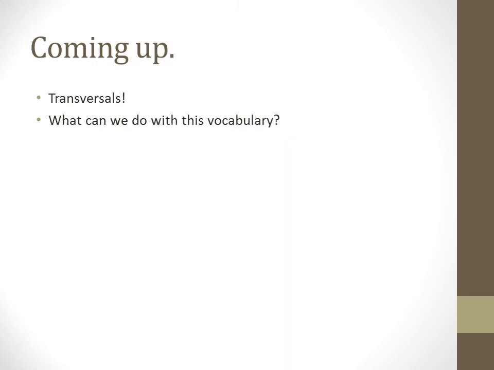So what comes up? Well, the next video is going to talk about transversals. You're going to learn what a transversal is. You're also going to learn what you can do with some of this vocabulary. So you need to make sure that you know what these words are. You shouldn't have to look them up all the time. You should know supplementary adds up to 180. Complementary adds up to 90. Vertical angles are opposite each other. These are just things that you should ingrain into you.